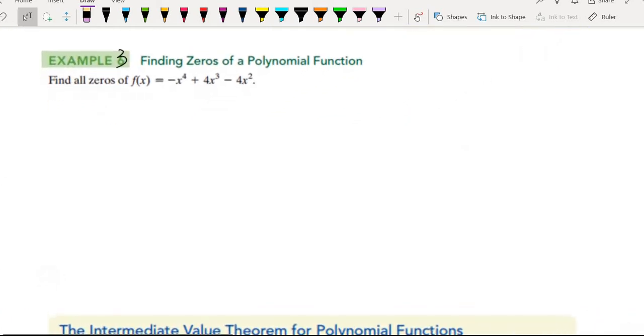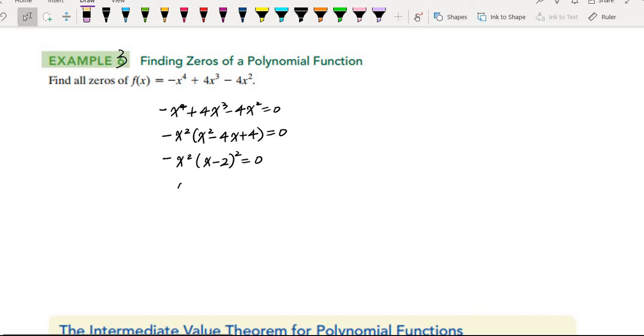So for example 3, find the zeros of a polynomial function. We're just going to set this whole thing to 0 and then solve it. In this case, we can take out a negative, so we have x squared minus 4x plus 4 equal to 0. Hopefully we realize this is just (x - 2)^2 equal to 0. So we have x equals 2.